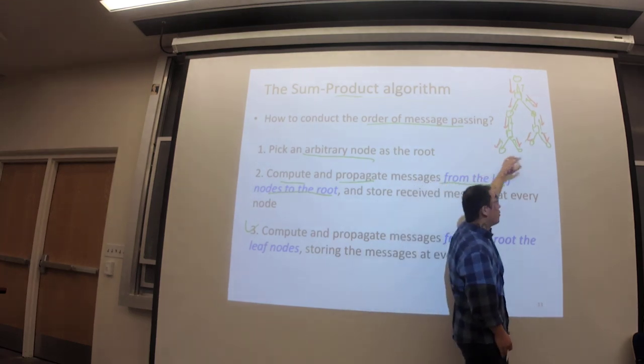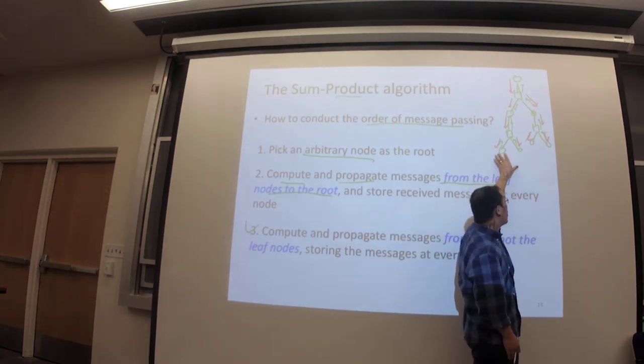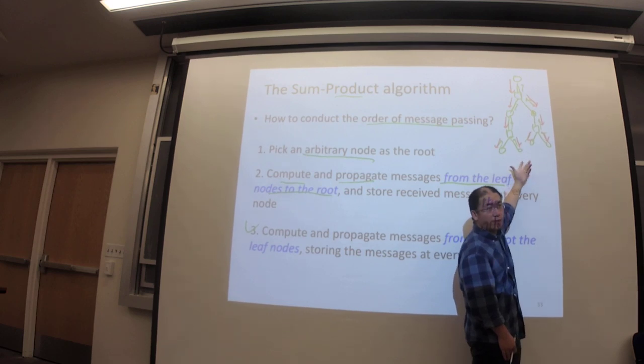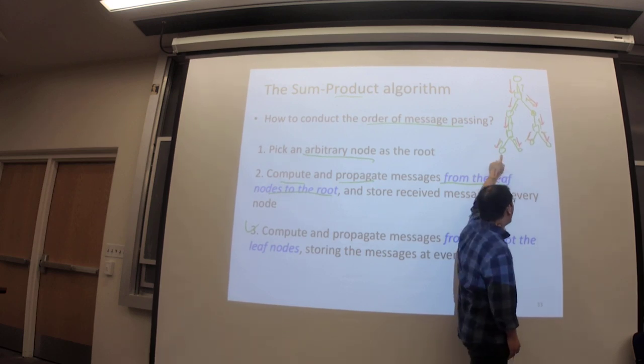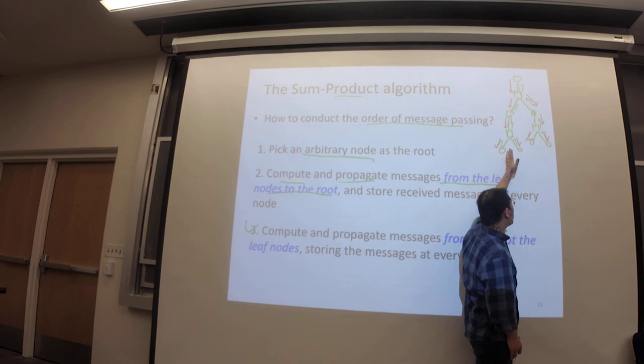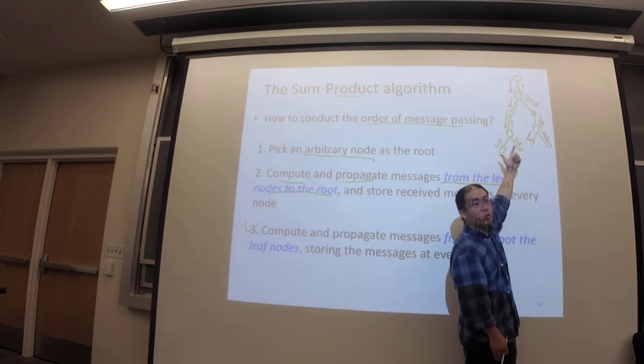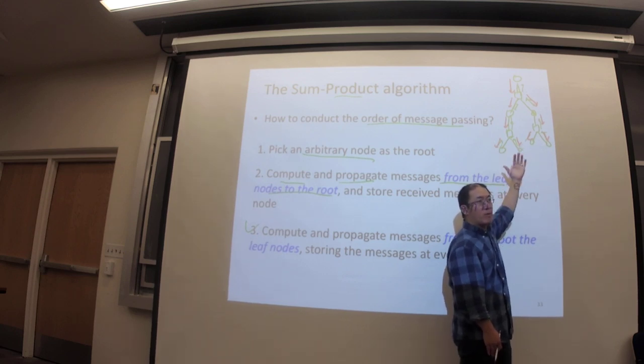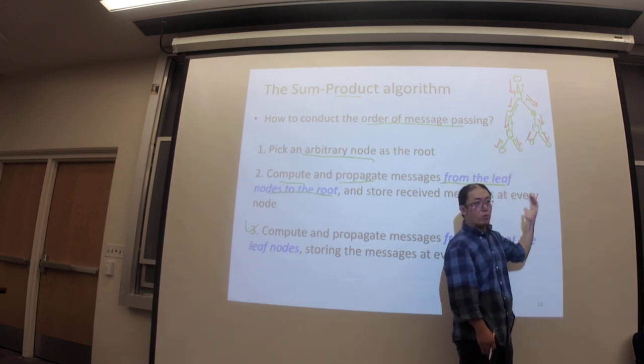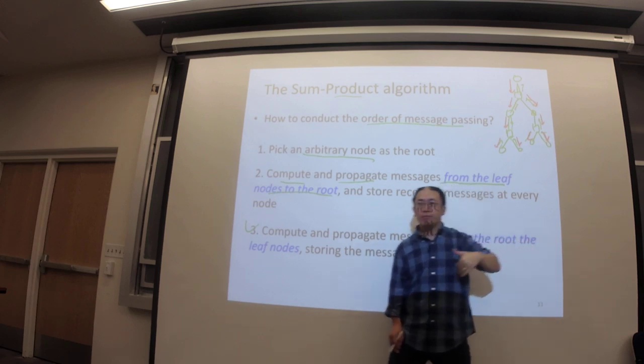My start values come from the leaves: those are one if they are variables, and the factors are just the factor itself. Then in the second step, you start with those leaves and pass messages upward until you reach the root node. And in the third and final step, you do this in reverse.